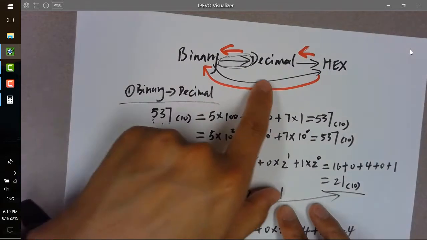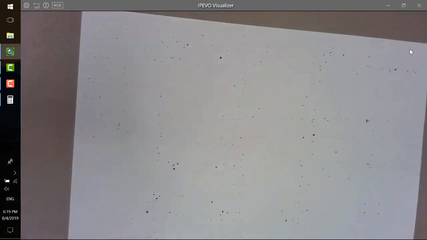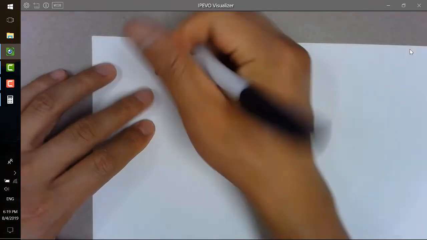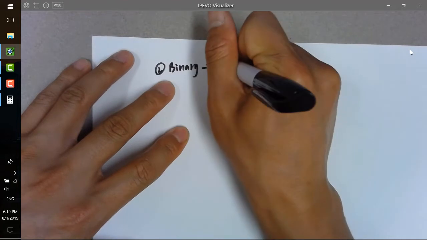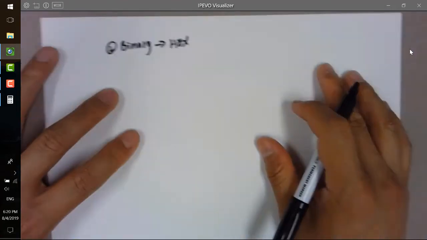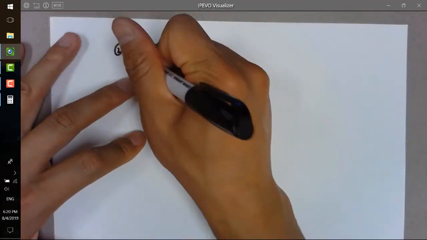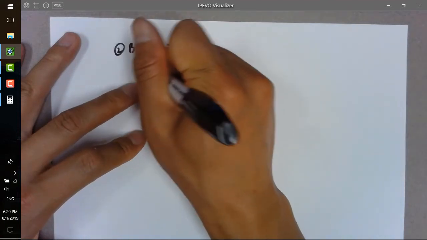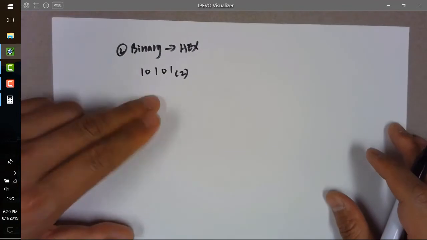So that was binary to decimal. What about binary to hex? Let's do it. Binary to hex. 10101, the same number. So what's the hex number of it?